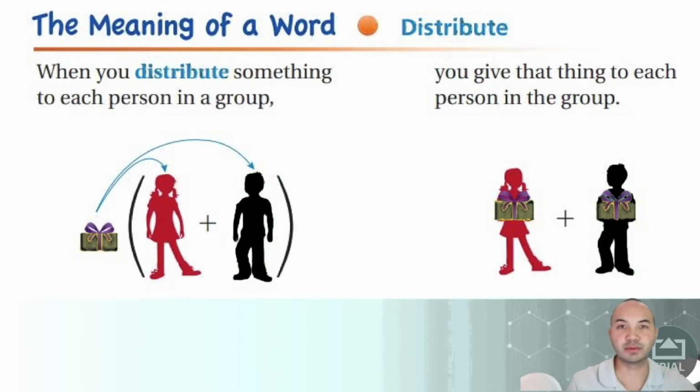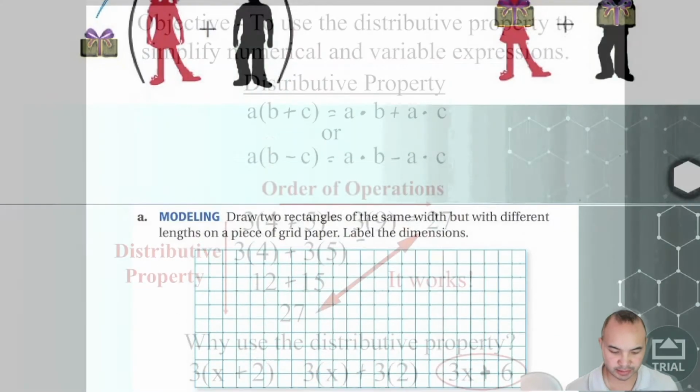Let's think about the meaning of the word distribute. When you distribute something, you give something to each group. Like at a birthday party, you cut the cake and give a piece to each person that wants it, so you're distributing the cake. If you're dealing cards, you're the dealer, you're going to distribute the cards to each person playing. So that's what distributing means, and that's what it means mathematically.